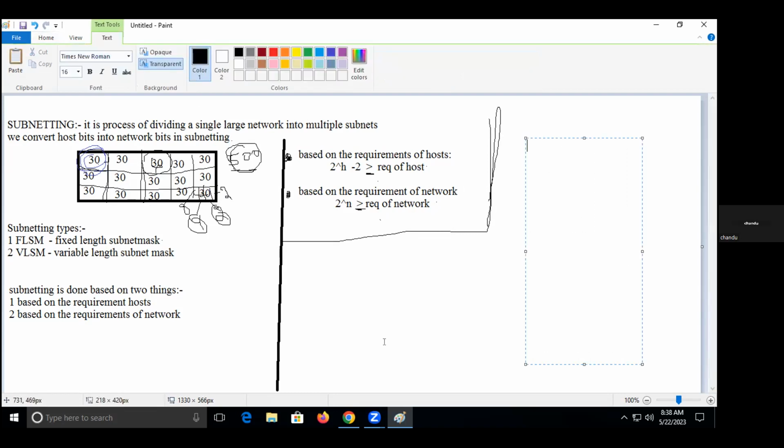But before going for this, you need to understand the powers of 2, which you might have studied. 2 power 0 is 1, 2 power 1 is 2, 2 power 2 is 4, 2 power 3 is 8, 2 power 4 is 16, 2 power 5 is 32, 2 power 6 is 64, 2 power 7 is 128, 2 power 8 is 256, 2 power 9 is 512, 2 power 10 is 1024.